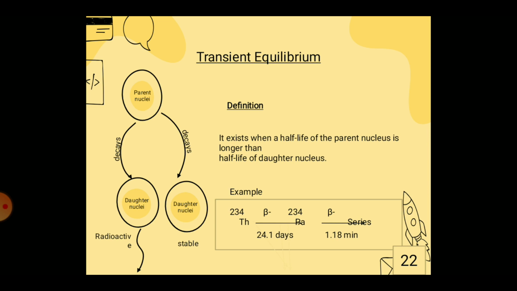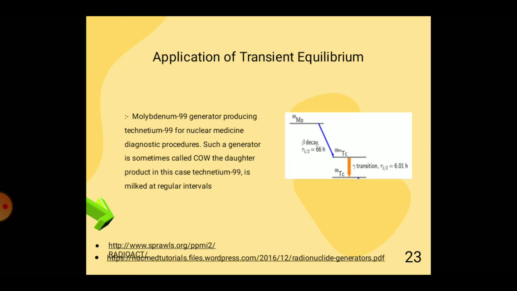Palladium 234, and the series continues. Here we can see that the half-life of the parent is 24.1 days and the half-life of the daughter is 1.18 minutes. It is clear that the half-life of the parent is greater than the half-life of the daughter nucleus.